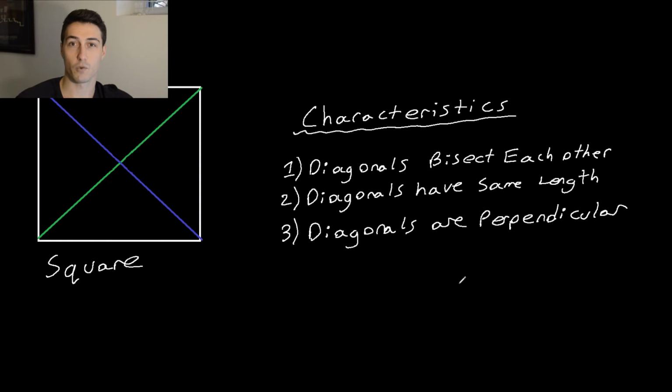Finally, we have a square, and this is where all the characteristics are defined into one. So we have the diagonals bisect each other, the diagonals have the same length, and these diagonals are perpendicular. So this is why a square can be defined as a parallelogram, rectangle, or a rhombus, because it matches all 3 criteria, and only when all 3 are met, then it's defined as a square.